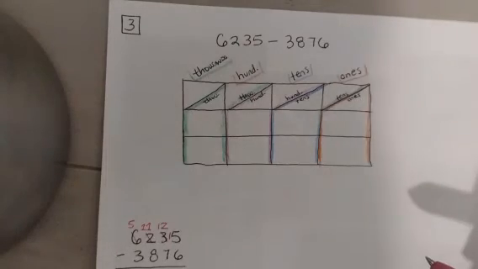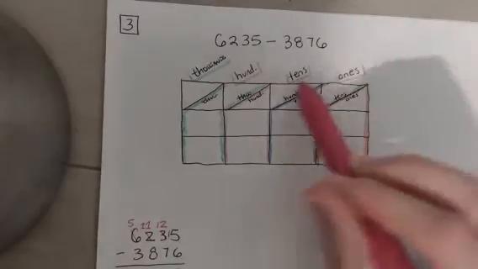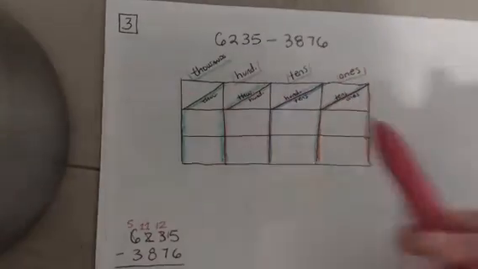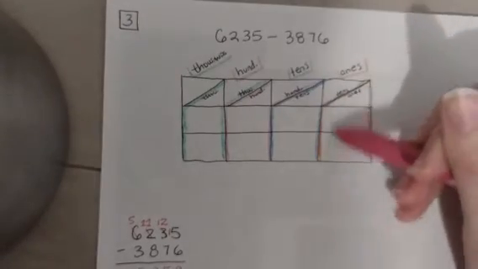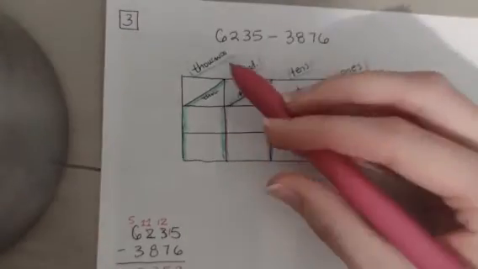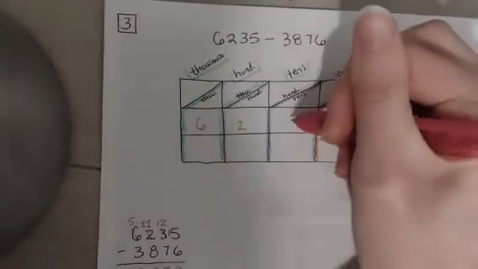Number 3, 6,235 minus 3,876. We're going to use the lattice method. And so here we have our place values color-coded and labeled. In this method, we have our ones, tens, hundreds, and thousands places that we're representing when we subtract. So let's insert our numbers.